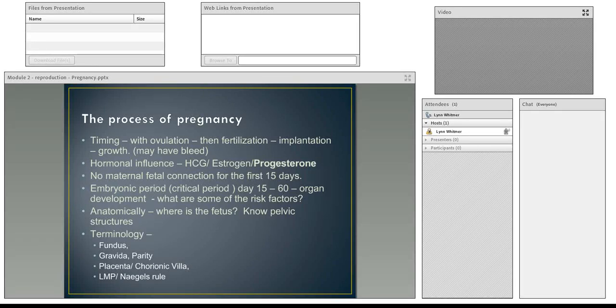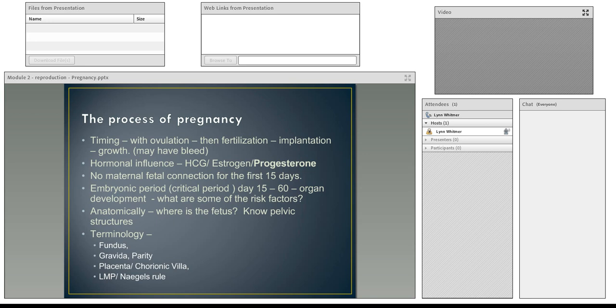LMP is last menstrual period, but please, you have to be very specific with your patients and note it has to be the first day of the last menstrual period. We use that as a guideline to determine estimated due dates or estimated date of delivery, which is your EDD.